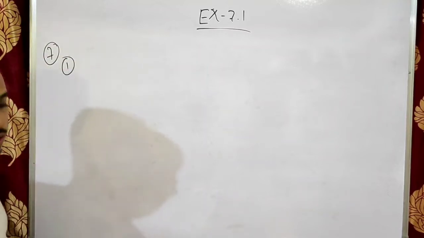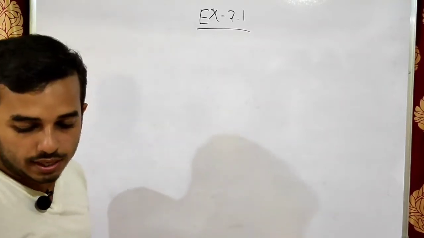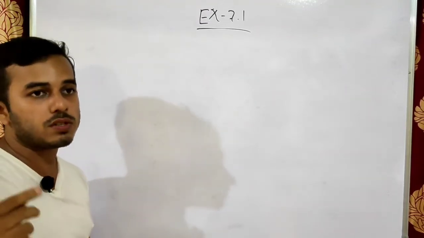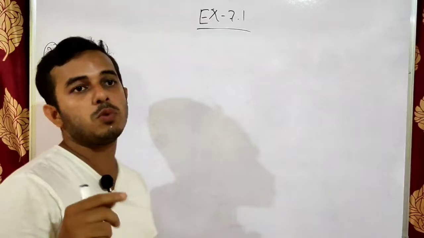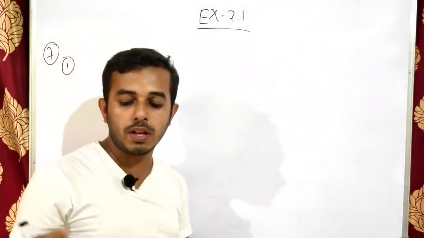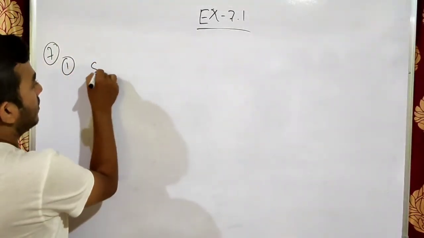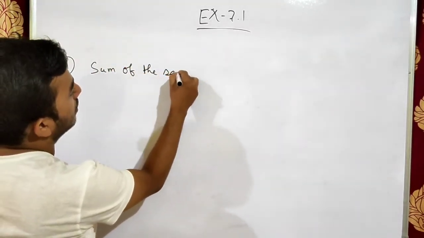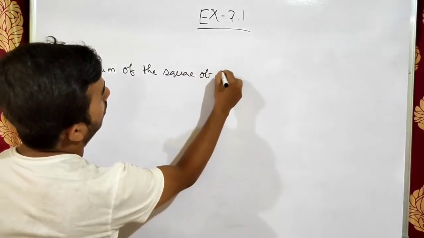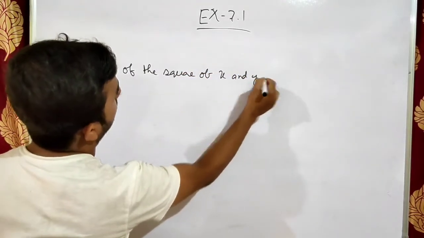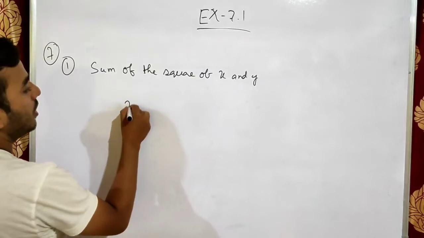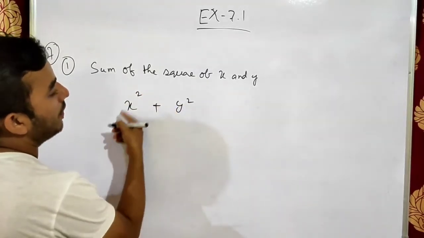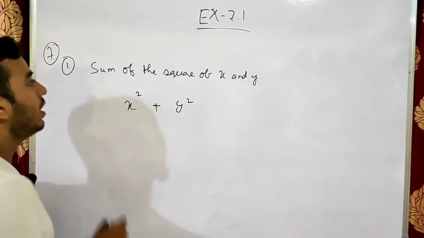Number 1. Okay, here what? The expression is: sum of the squares of x and y. Squares means what? For example, 2 square means 2 to the power 2. So here it is given: sum of the squares of x and y. Square of x will be x square, y square, and a sum. Finish. Sum of x square and y square. Finish. Then number 2.